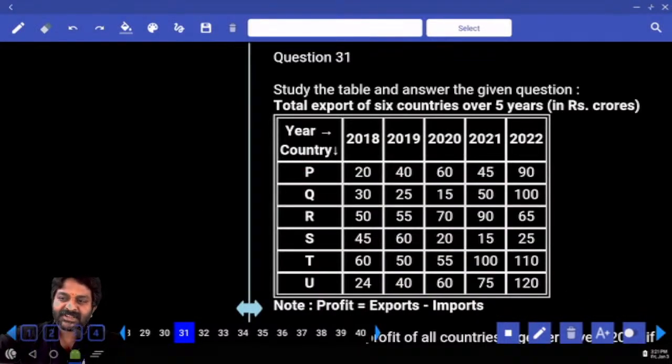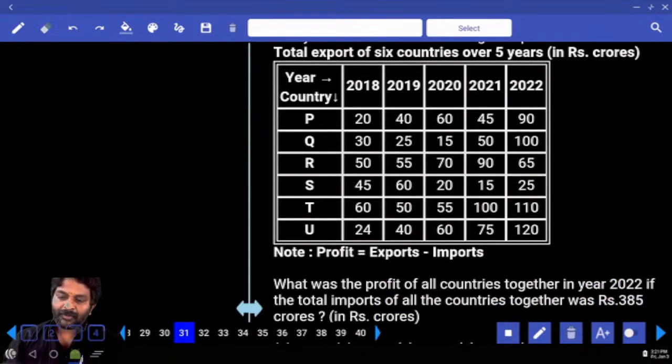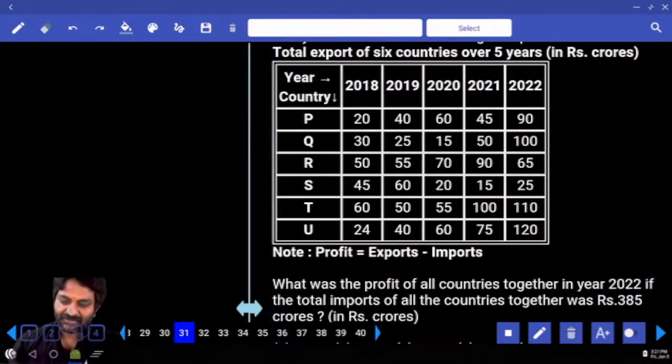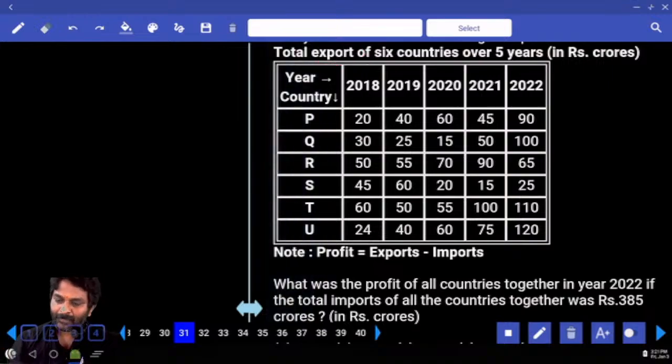Total export of 6 countries over 5 years. Profit is exports minus imports. Technically it cannot be, but still, as it is mentioned, we have to consider. So the given data is about exports only. What was the profit of all countries together in 2022?